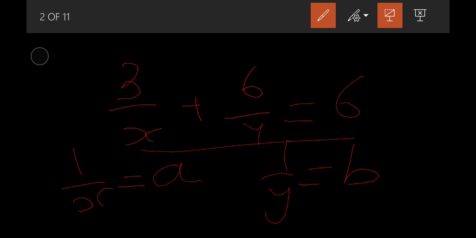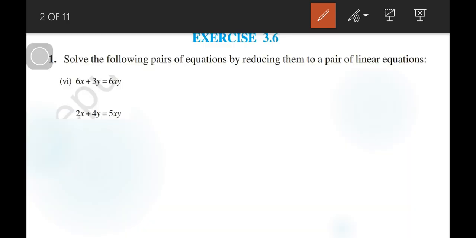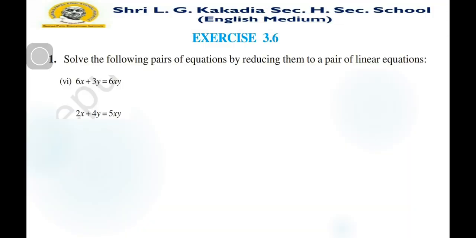By this way, first we reduce it to a linear form, and then we solve it and find the values of a and b, and after that from the values of a and b we can easily find the values of y and x. So let me follow these steps. So now, the solution of the given example.